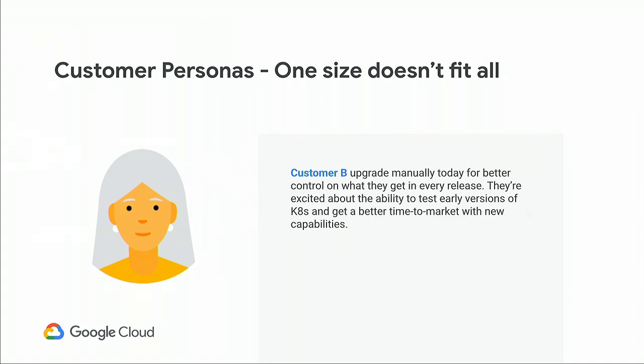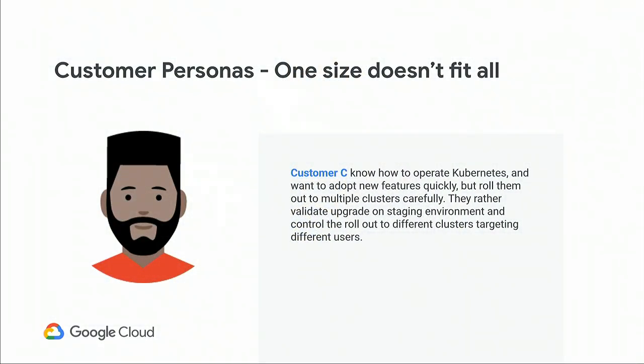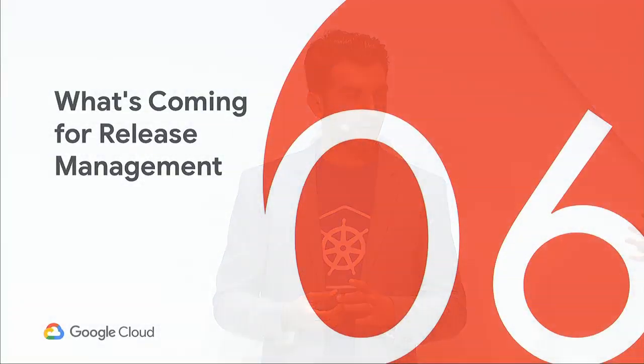They are definitely excited about the ability to test early versions of Kubernetes and get better time to market with new capabilities. And this type of customer, customer C, is pretty self-sufficient. They know Kubernetes pretty well. They feel very comfortable with it. They want to adopt new features quickly and maybe even be on the bleeding edge version of Kubernetes. But they also want the ability to manage different environments and maybe have different versions in each one of these environments. So with this in mind, we are excited to share with you some of our upcoming capabilities that will, one, provide you more control and flexibility, and two, allow us to cater to different types of customers.